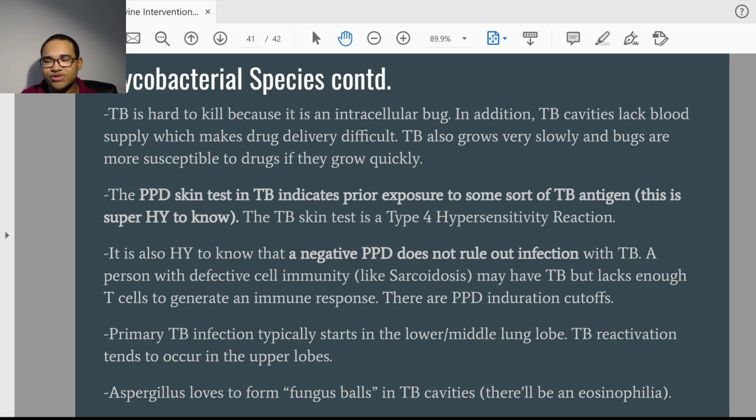So let's talk about this for a second, right? So greater than 5 millimeters, positive in, again, immunocompromised folks.